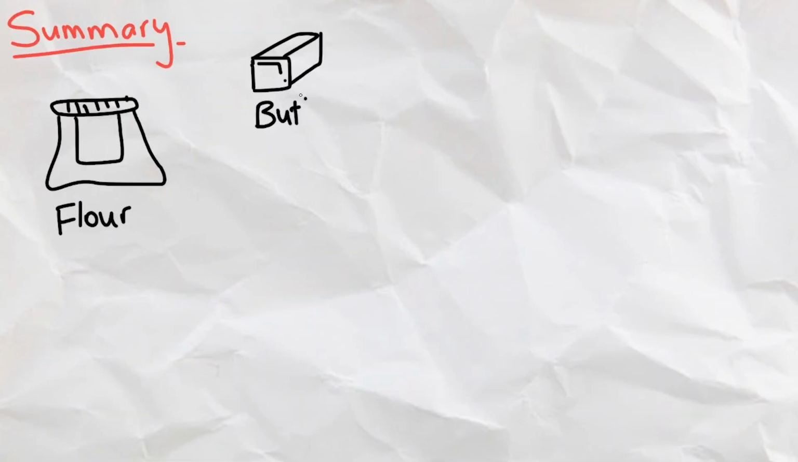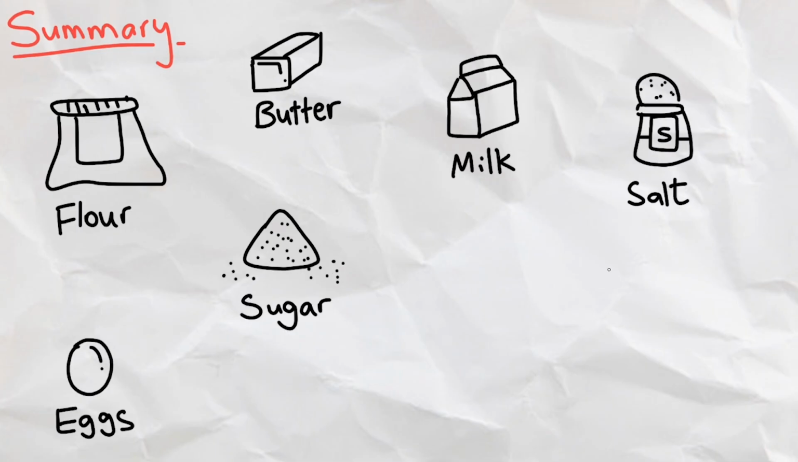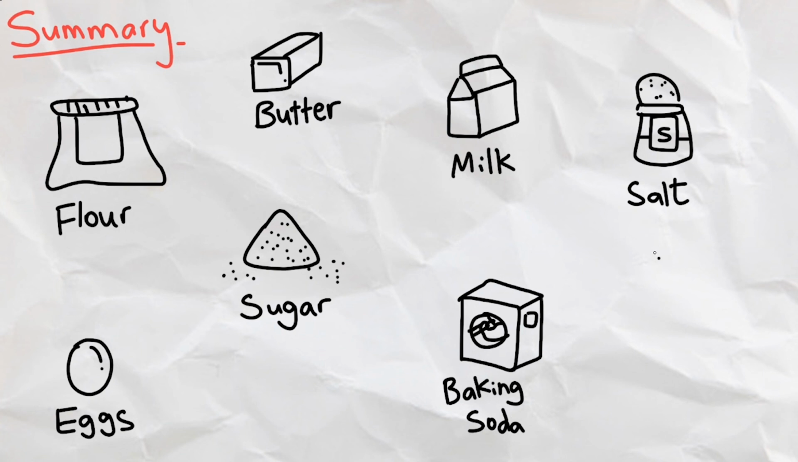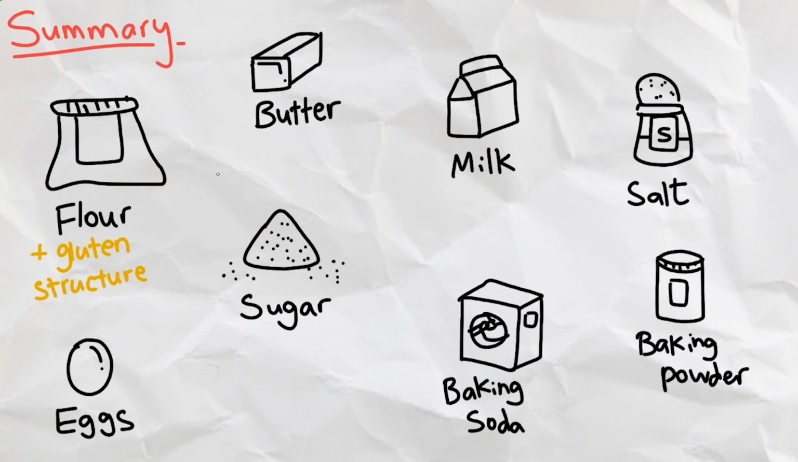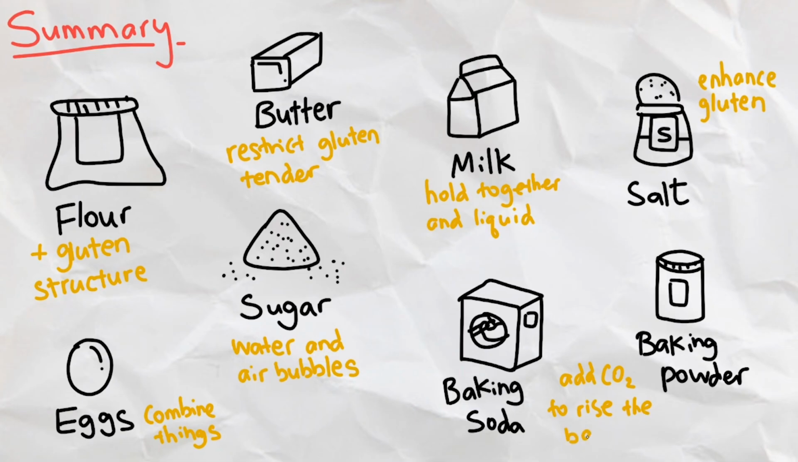And there we have it. The most common ingredients used in baking are flour, butter, sugar, eggs, milk, salt, baking soda, and baking powder. On a molecular level, they supply gluten for structure, restrict gluten for tenderness, attract water and create air bubbles, combine substances that usually don't combine, hold things together while providing liquid, enhance gluten, and add CO2 into air bubbles to make dough rise.